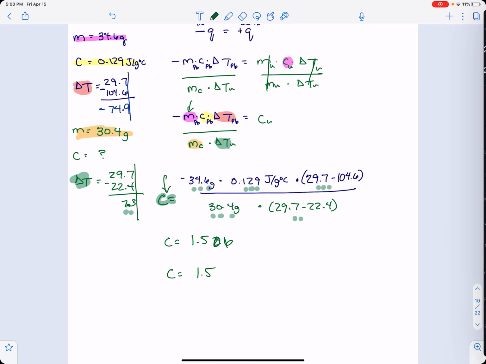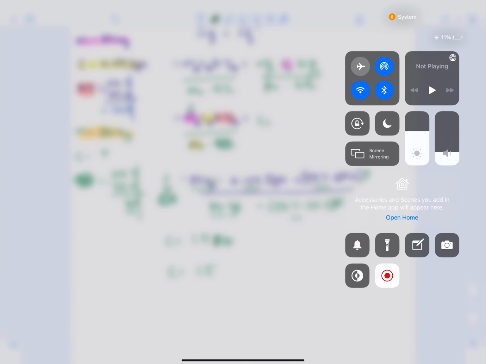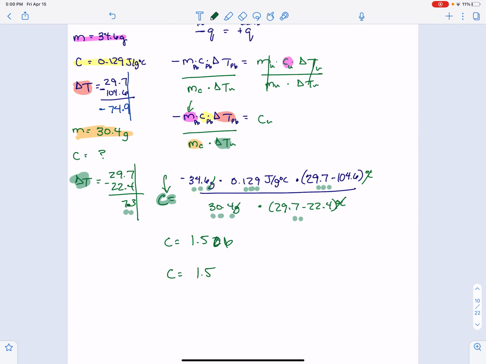And if you're worried about your units, I didn't write my units right here. That's degrees Celsius, and that one's degrees Celsius. So those two cancel. And then my grams cancel. And that looks like I'm left with these units right here, joules per gram degrees Celsius, which makes sense.